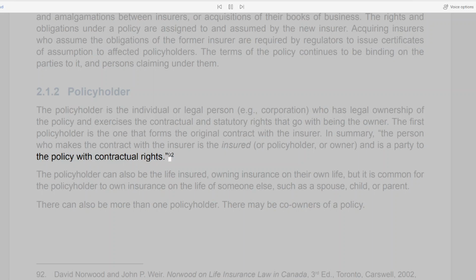The policyholder can also be the life insured, owning insurance on their own life, but it is common for the policyholder to own insurance on the life of someone else, such as a spouse, child, or parent. There can also be more than one policyholder. There may be co-owners of a policy.